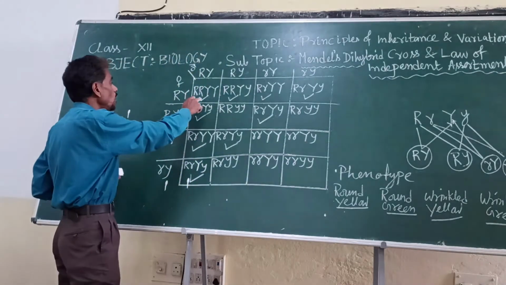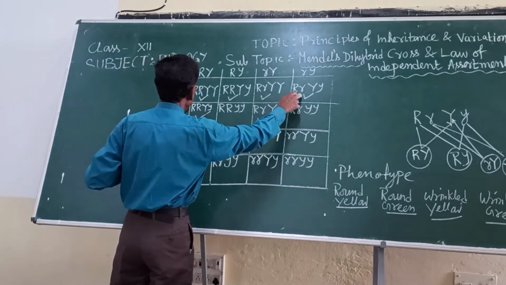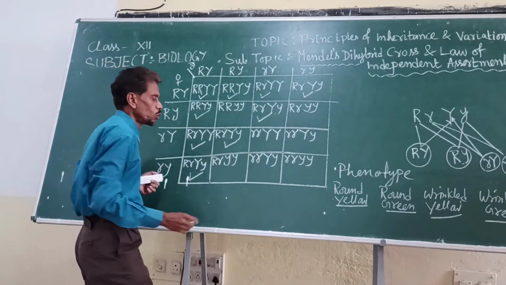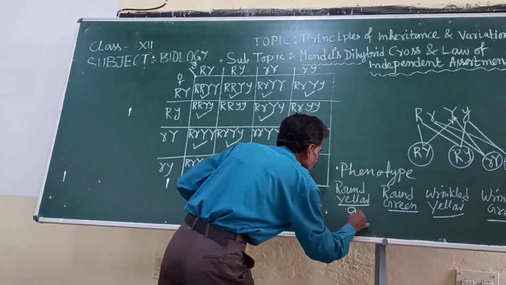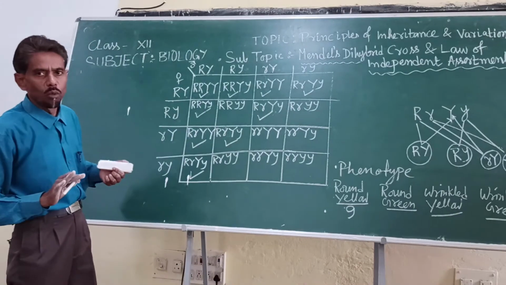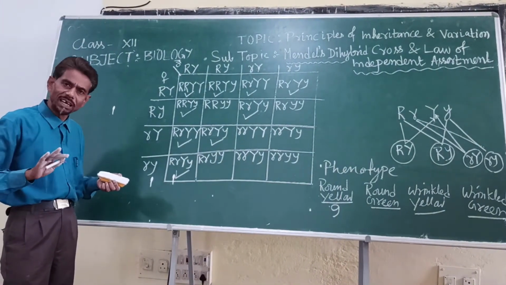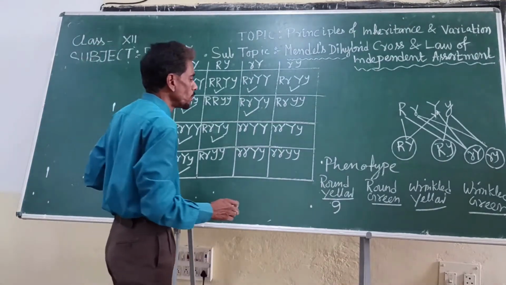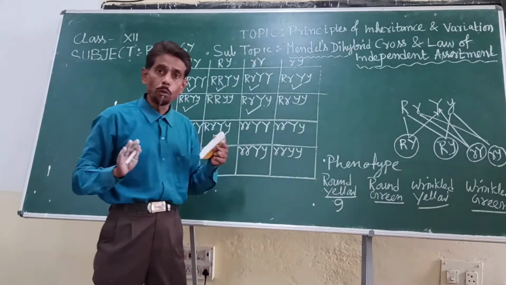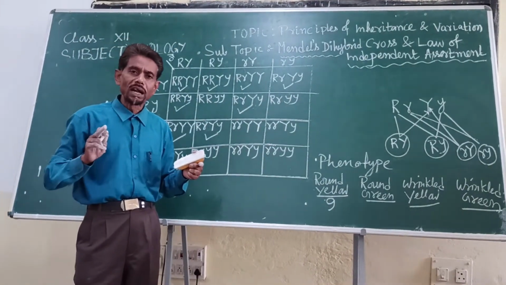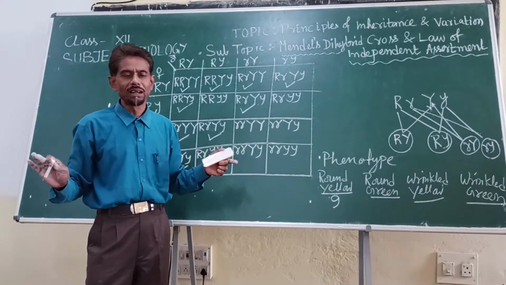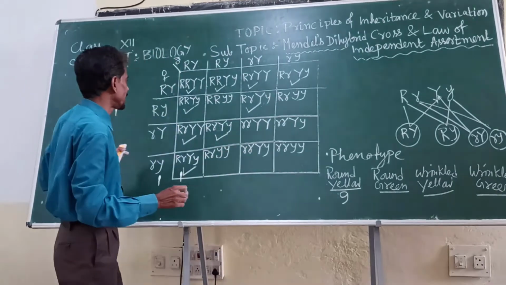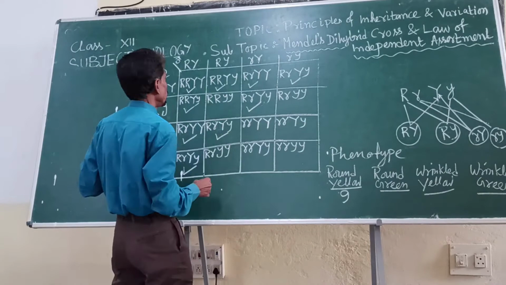So how many round and yellow did you get? 1, 2, 3, 4, 5, 6, 7, 8, 9. Is that clear to you? So you have got a total of 9 which are round and yellow, means round seed with yellow seed color. Is that clear? Now let us find out how many are round and green. For becoming round, either one capital R should be there or both are capital. But for becoming green, both should be small y. Is that clear?